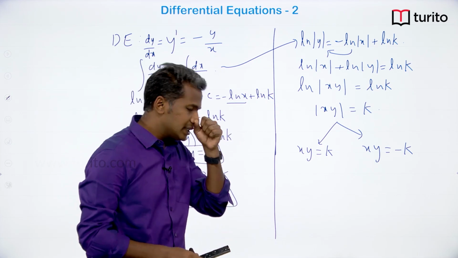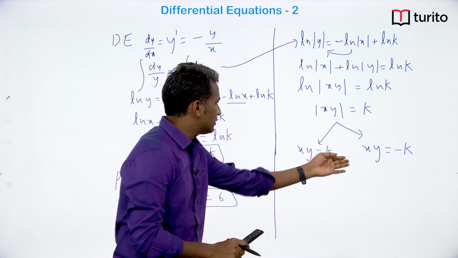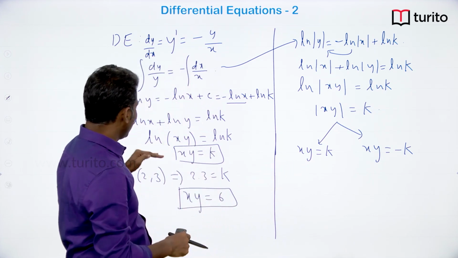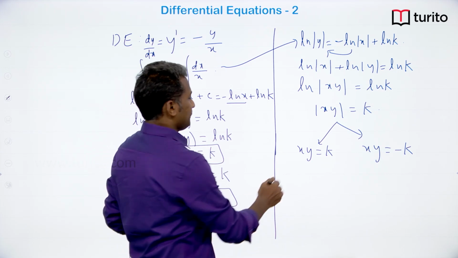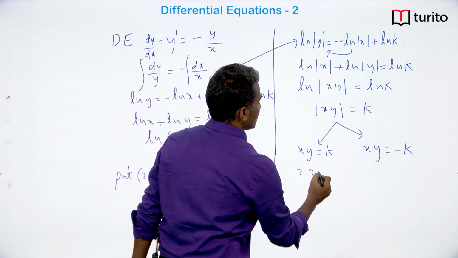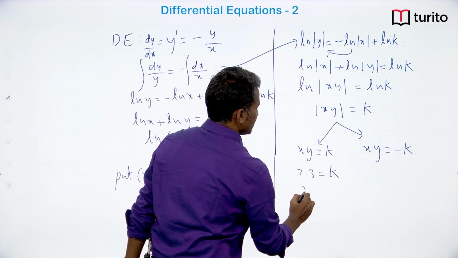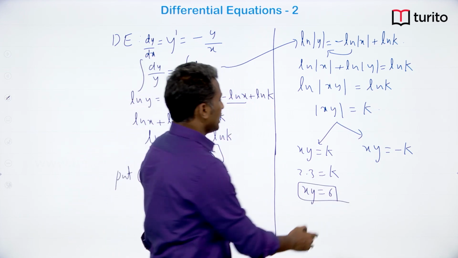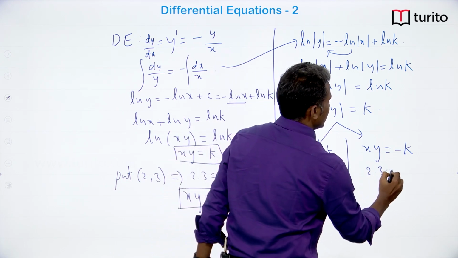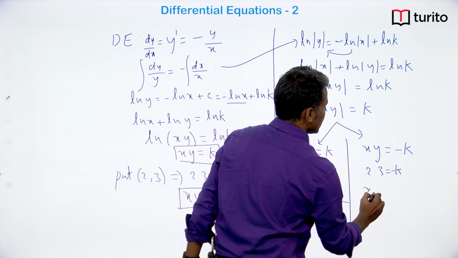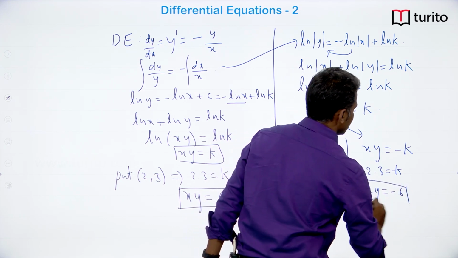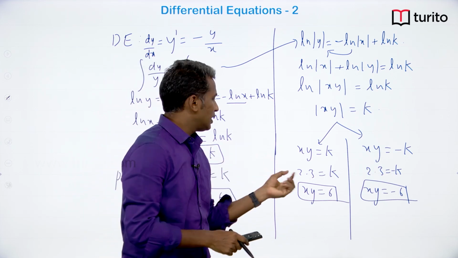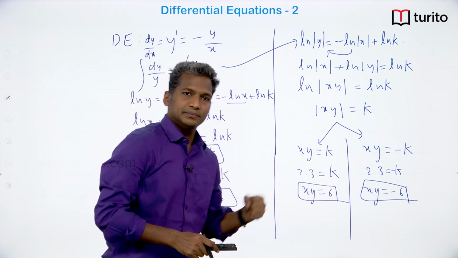Now out of these two, which is true? That will depend on whether point is taken or not. So if I put the point 2, 3 here, I will get k to be equal to 6. So xy equal to 6 is one solution. If I do the other case, here I will get k to be equal to minus 6. So xy equal to minus 6 is the other solution. Now check which of these two is correct.